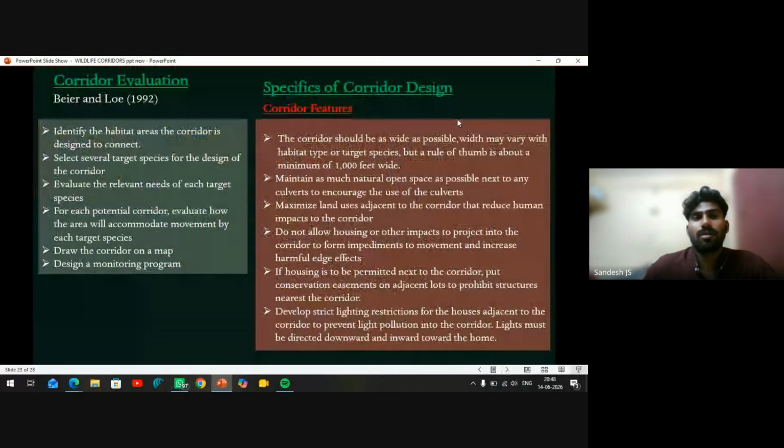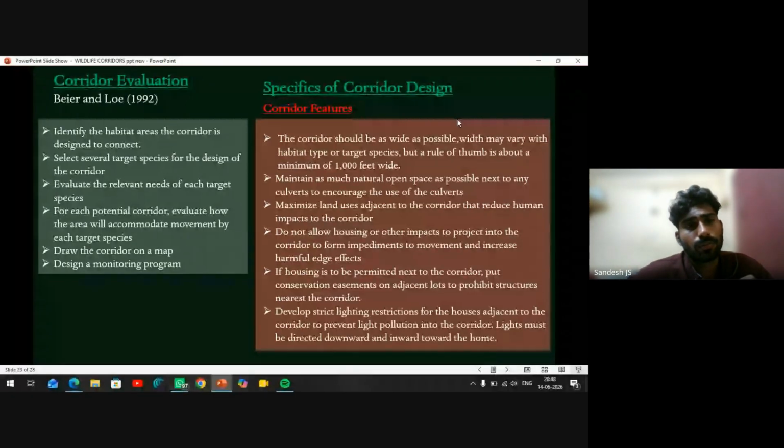And coming to the corridor design: how can we design a corridor? First, we have to identify the habitat area the corridor is designed to connect. Select several target species for the design of the corridor. Evaluate the relevant needs of each target species. First, we need to identify the habitat area and which target species we have to design the corridor for.